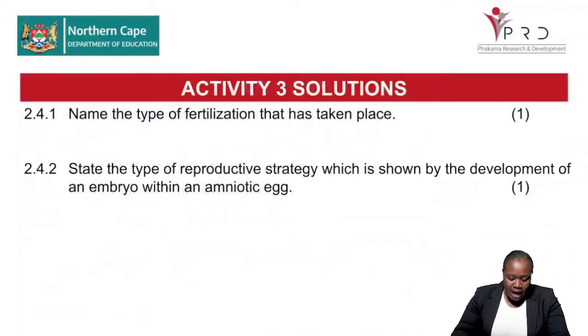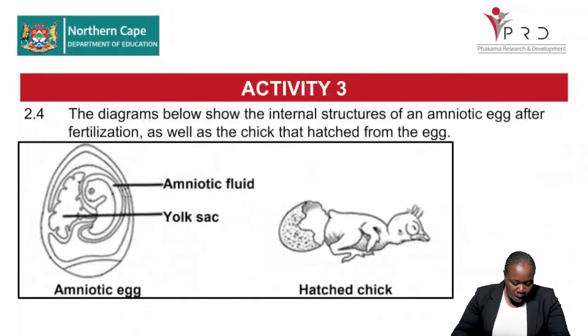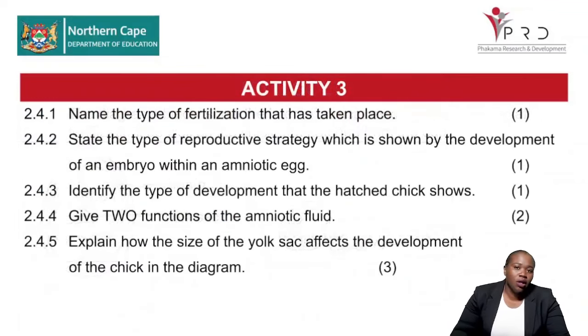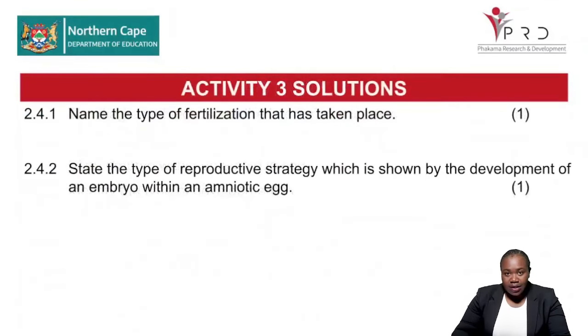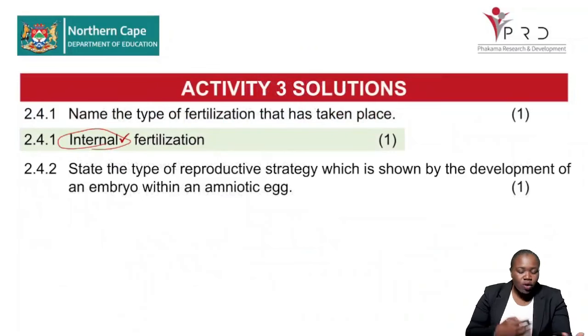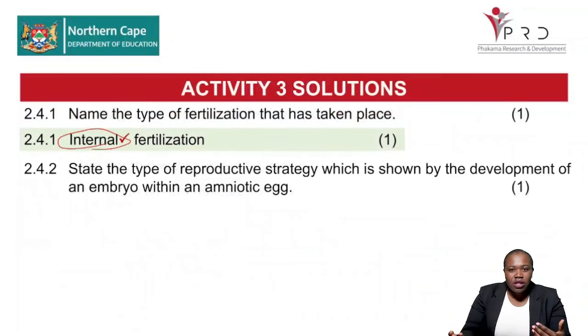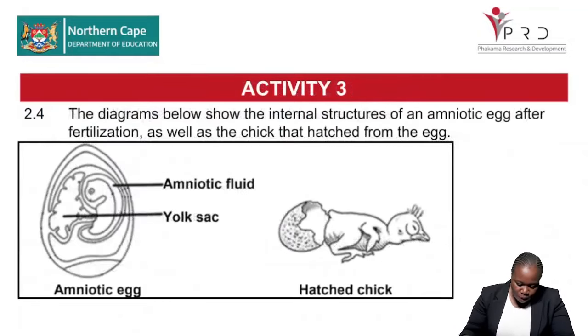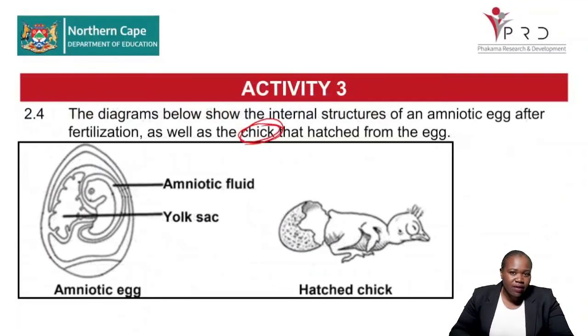2.4.1, name the type of fertilization that has taken place. Because we are looking at an amniotic egg here, we can say external fertilization, right, or internal fertilization, because remember, with amniotic eggs, we can see internal fertilization, and we can also see external fertilization. And in chickens or birds, which we are seeing here, we can say that it is internal fertilization and not external fertilization.